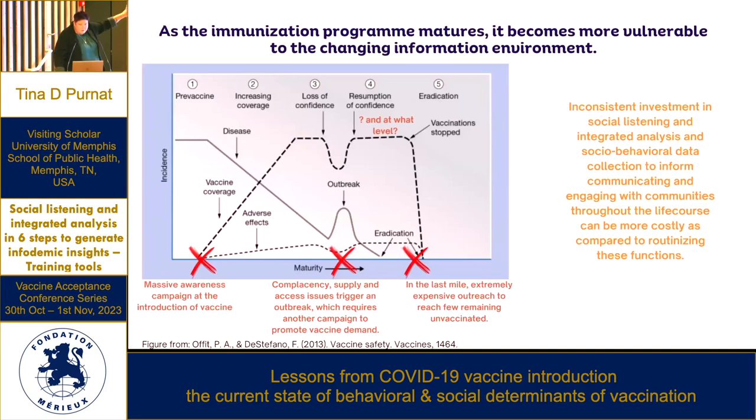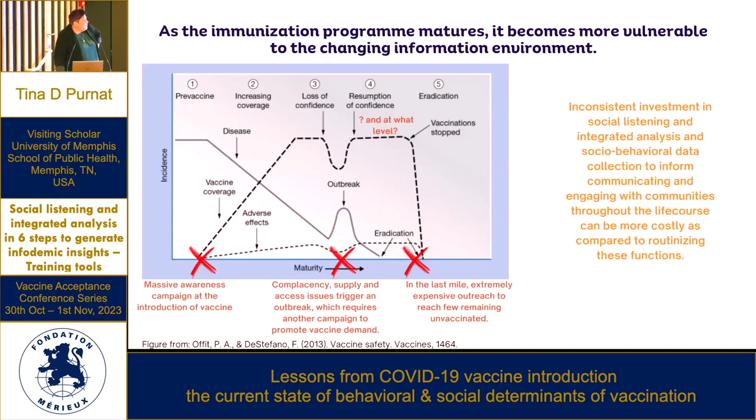It basically shows the typical evolution or maturation of an immunization program in a country. And I marked down on the bottom the three times where normally communication investment is made in the immunization program. So just at the introduction of the vaccine, mass awareness campaigns; when there's a dip in coverage that causes an outbreak, and there's a reactive response; and then towards the end, in the last mile, efforts towards eradication and elimination.